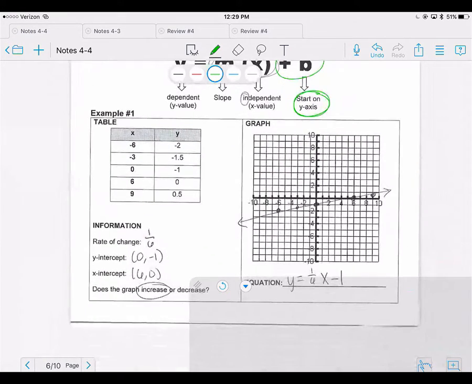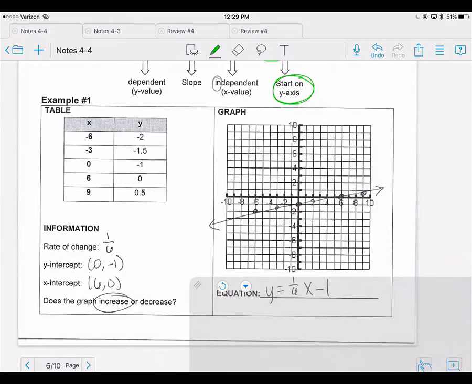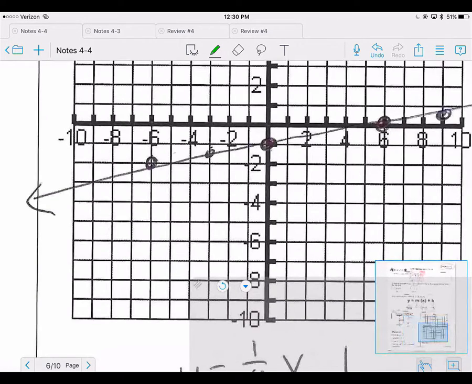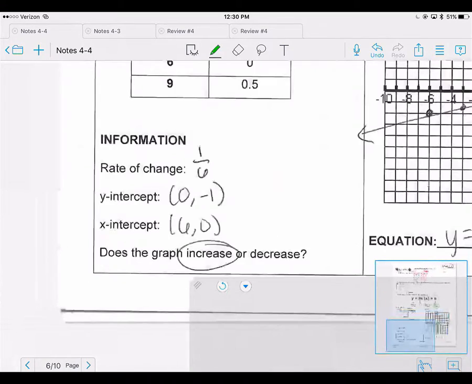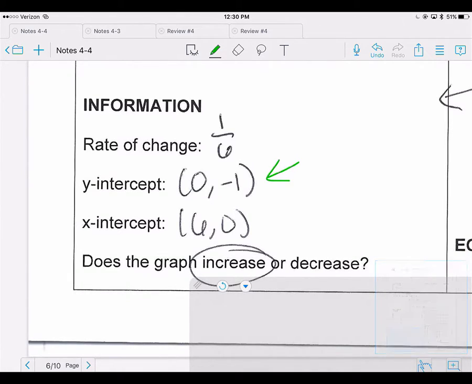So for example 1, I've already done it for you, so on your notes just make sure you're writing anything else that you want to down. They gave us a table, and I plotted this table onto our graph. I put my points here, here, here, and here, and here. When I plotted those points, I can see my y-intercept is usually the easiest thing to see because it's where it crosses the y-axis. So my b value is where we start on the y-axis. Now this starts down at -1, so my y-intercept is down at -1.